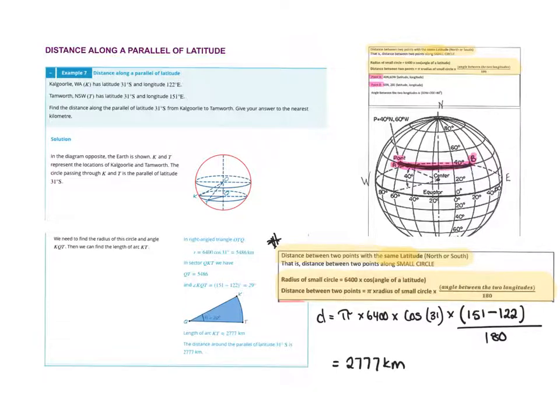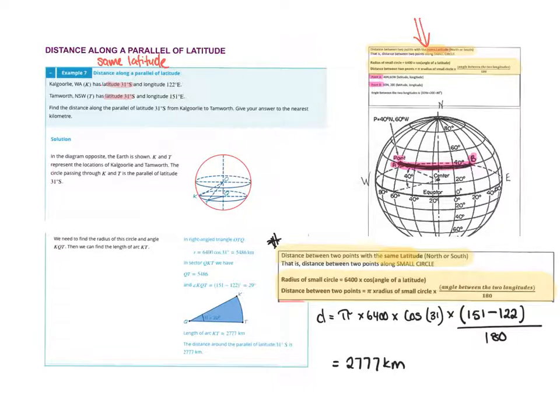So it says find the distance along the parallel of latitude. So if you have a look here, can you see we've got Western Australia on a latitude of 31, and we've got Tamworth on 31. Can you see that they're the same? Yeah? So once you notice that, you say same latitude. If you look over here, you've got this formula sheet. Can you see it says same latitude, okay? So when you've got the same latitude, you use that formula that they've got there.